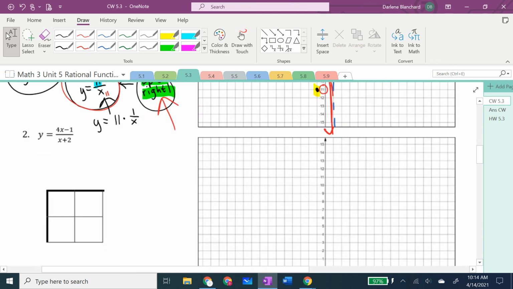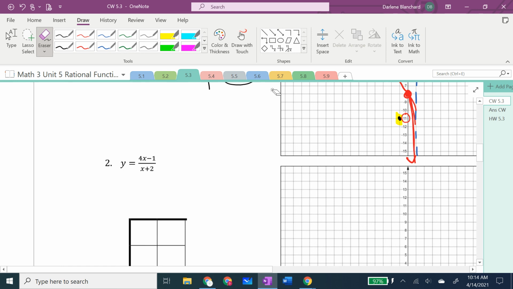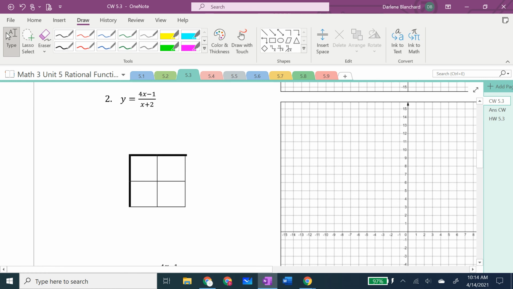Problem number 2. Brand new problem. I'm going to erase this out of the way so I don't see it. Is everyone ready? Are you excited? Where's that excitement? I know, I'm trying really hard. Hey, woo!